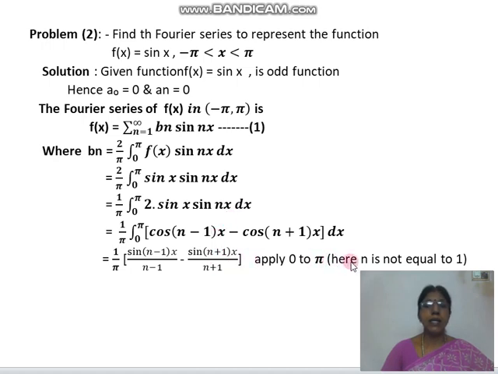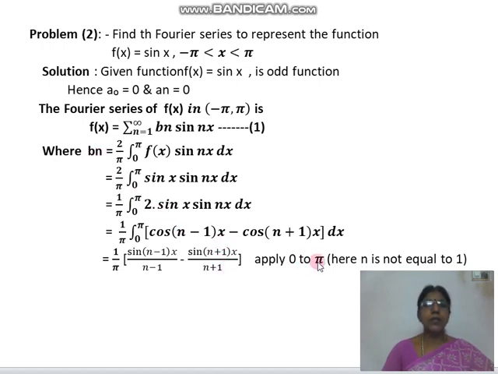Here you observe n is not equal to 1. This is very important. Why? If n is equal to 1, this denominator becomes 0. Now the total term becomes infinity. Infinity minus something is infinity, into something is infinity. So we can't define the bn value. So compulsorily this bn is for n not equal to 1. అంటే b1 కు కాదు ఈ వాల్యూ, రిమైనింగ్ b2, b3, b4 లకి ఈ వాల్యూ అని అర్థం.